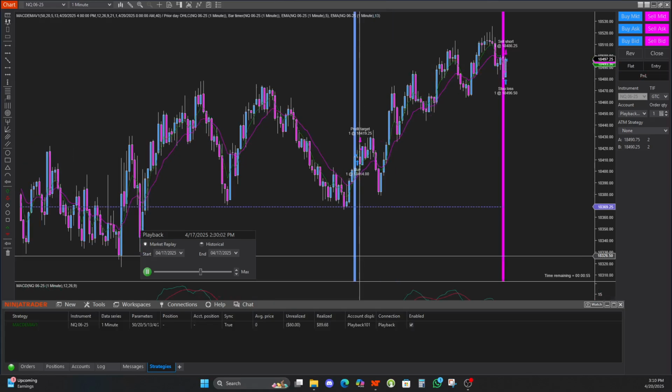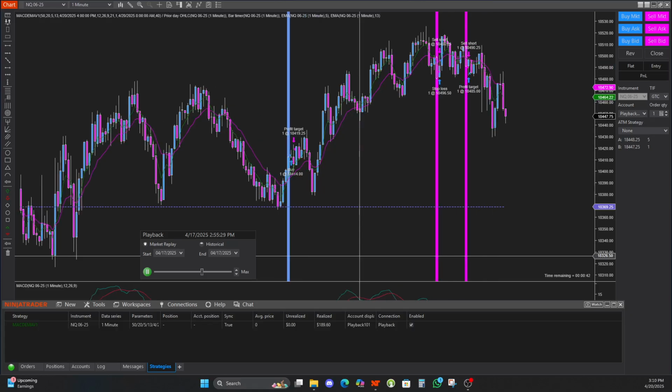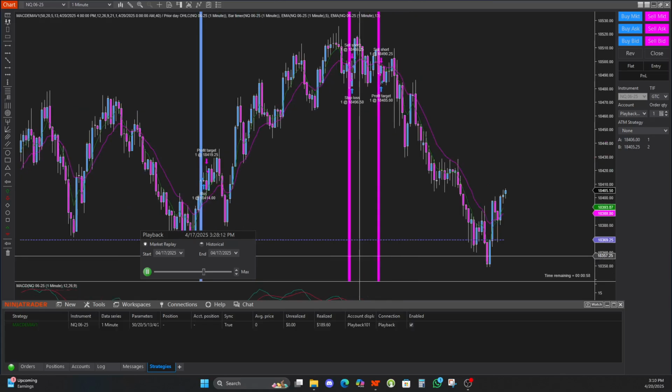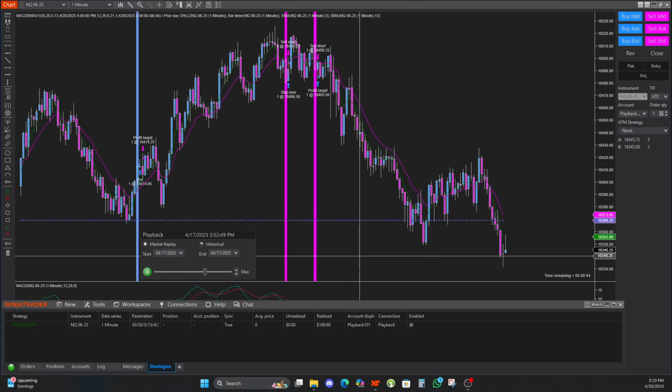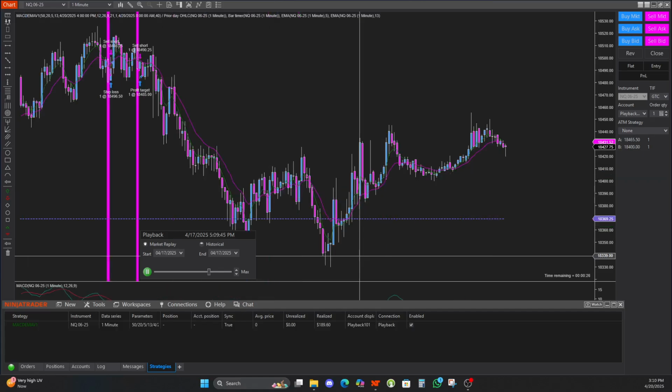Stop filled. Ooh, then target filled. That was the last one, but it made one more up. We're back to 189, so not exactly what we were up before. And that's the end of the day.